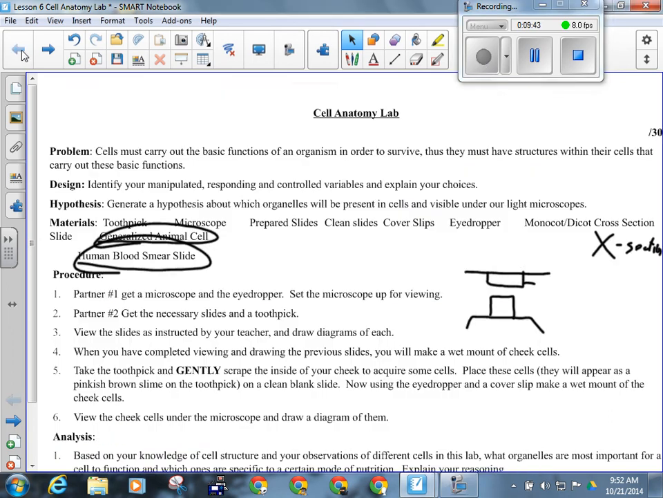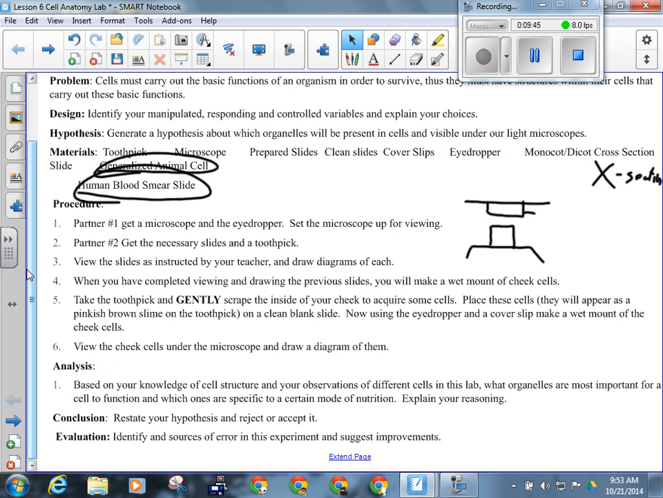For your analysis, remember, there's only one analysis question, but you need to be very thorough and very detailed in explaining its answer. We're looking for, based on your observations of different cells, what organelles are most important for a cell to function and which ones are specific to a certain mode of nutrition. Based on what you looked at in those cells, make sure you explain those things. Yes, you probably didn't see everything that's on your cell diagram. That's fine. Just talk about what you did see. All right, is everybody with me there? Yes?